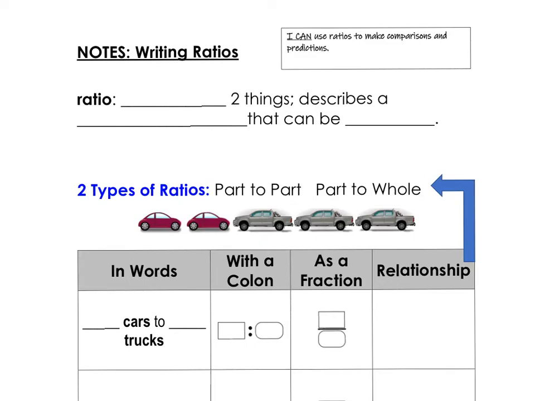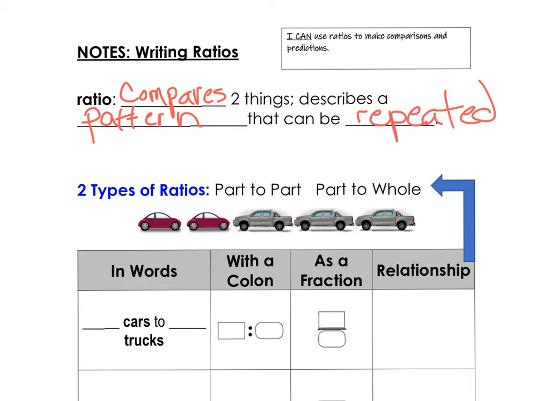All right, so today we're going to be talking about ratios. And first off, let's talk about what ratios are. A ratio compares two things, okay? This describes a pattern that can be repeated. So remember, a ratio is a comparison of two things, and it can be a pattern that is repeated, okay?